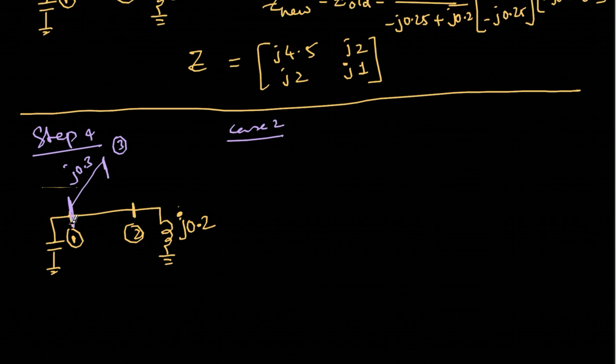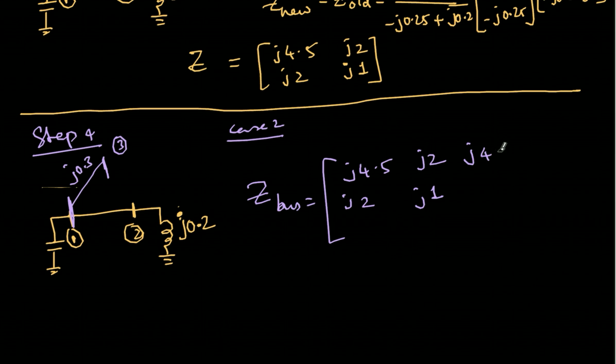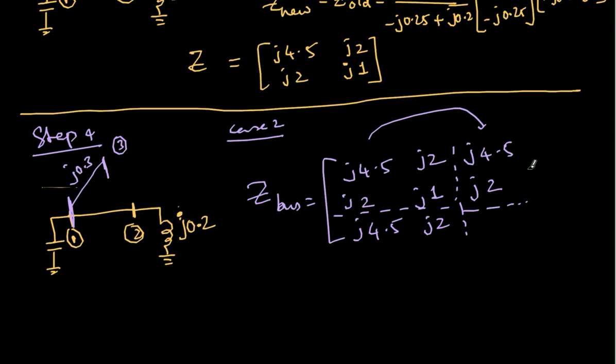Now it is adding to 1, so I have to copy the first column. So Z bus will be equal to, I'll copy this as it is, J4.5, J2, J2 and J1. And here the first column is copied because I am just attaching to the first column. So first column is copied here. Then again first row will be copied here. So first row J4.5 and J2. And this element will be this J1 plus J0.3, so it will be J1.3. So after adding the element at bus 3, you will get this. So step 4 is completed.